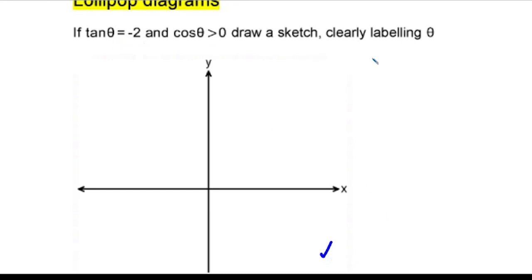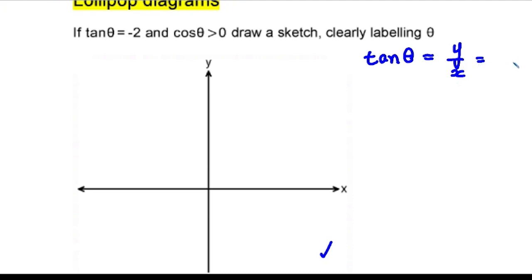Right, essential to success in these is knowing your ratios. So in fact, we should know that tan of theta is actually y over x, right? And we don't want the opposite, hypotenuse and adjacent definitions. At this point, we want the x, y, and r definitions. Right, now we know that this is negative 2.